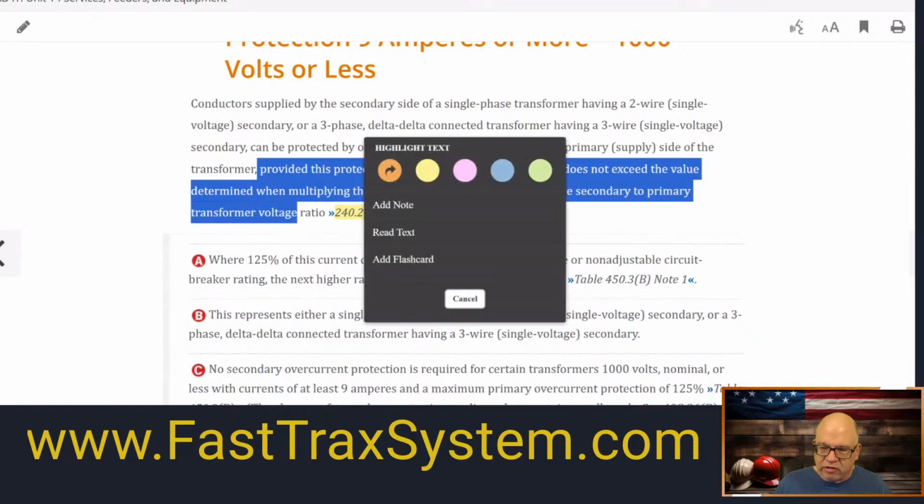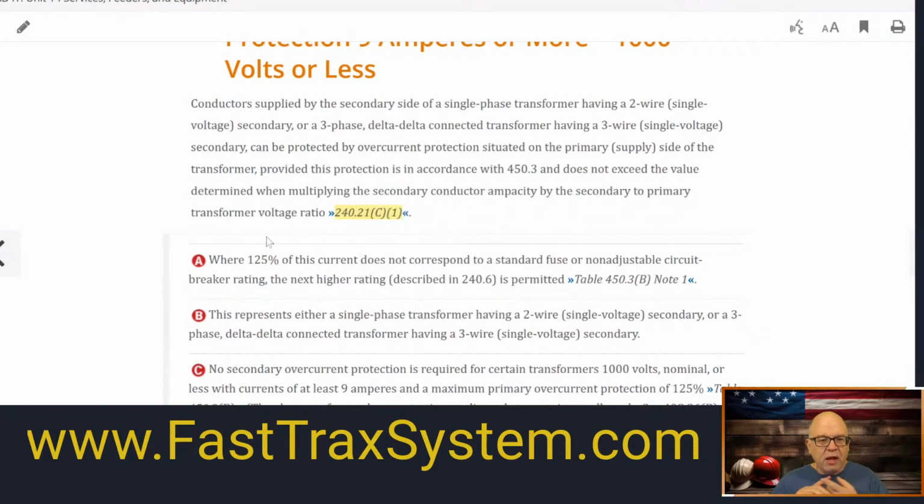Now, where do we get that from? That's an allowance in 240.21(C)(1). That's the one where, if you're dealing with a single-phase transformer and it's only a 2-wire secondary, or a 2-wire single voltage secondary.